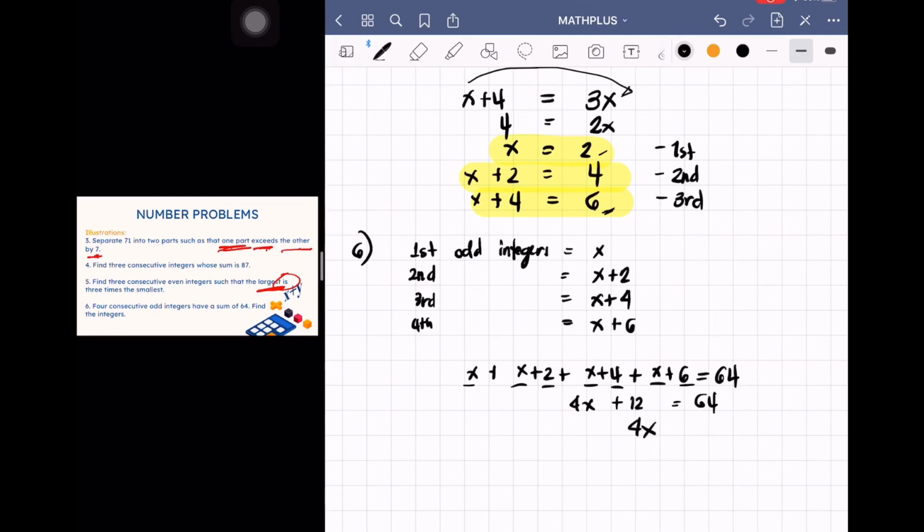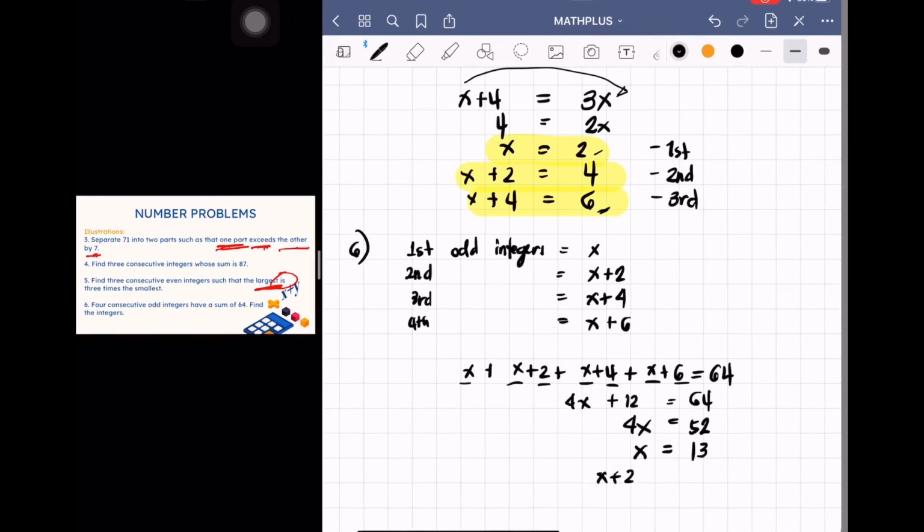So that would be 4x equal to 52. If you subtract 12 to the right side, that's 52. And then we're going to divide both sides by 4. You're going to get x equivalent to 1 and what's that? 12 divided by 4, that's 3. So your first odd integer is 13.